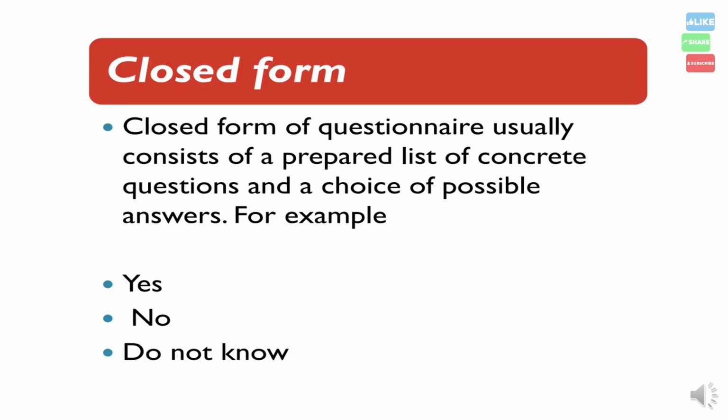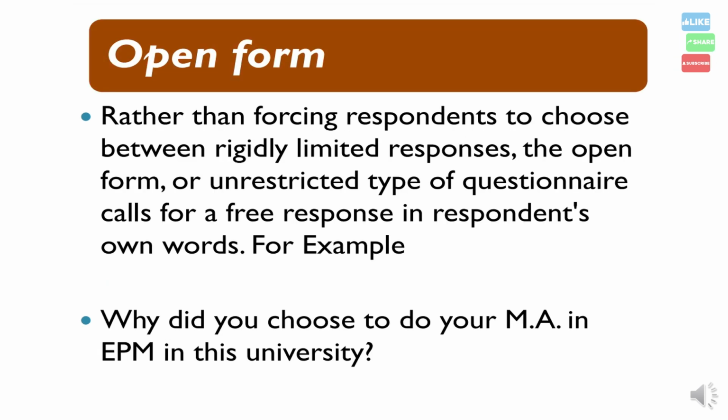First is closed form. The closed form of questionnaire usually consists of a prepared list of concrete questions and a choice of possible answers. For example, yes, no, and don't know is the type of answer where a statement is given, and you have to choose either yes, no, or don't know. You have no idea about it.